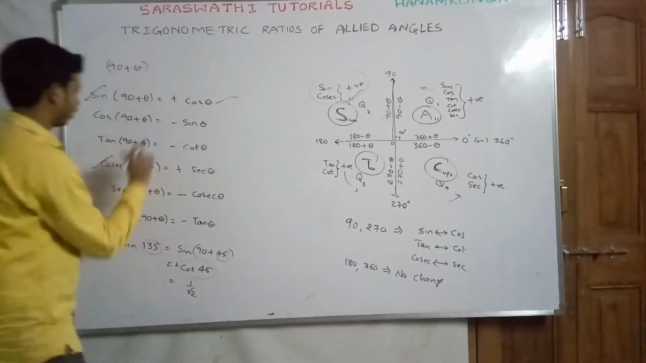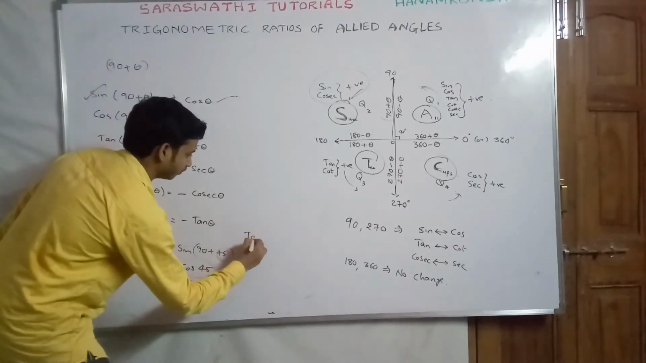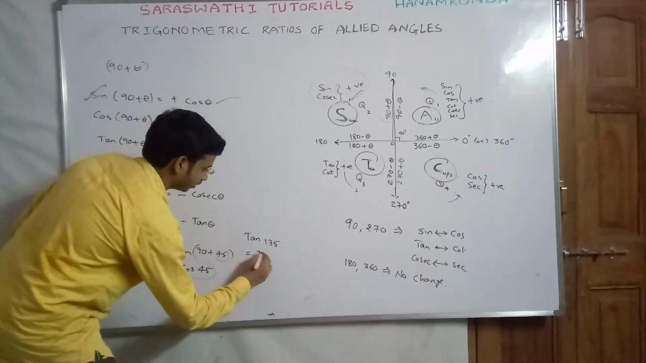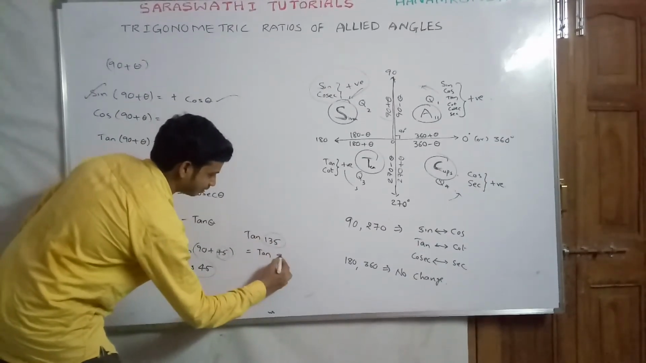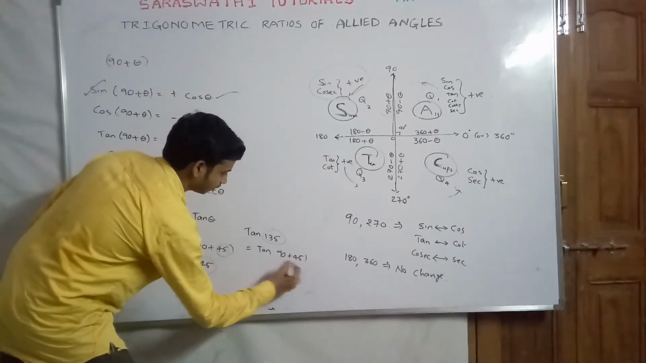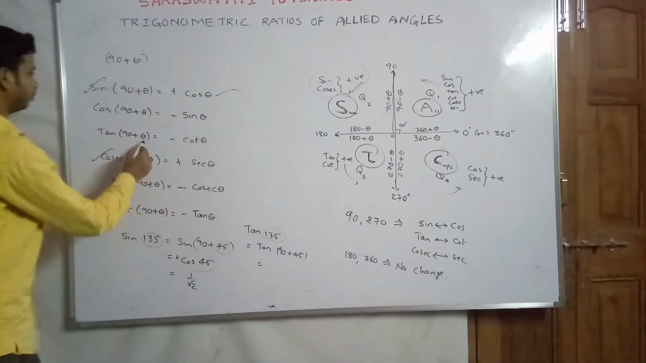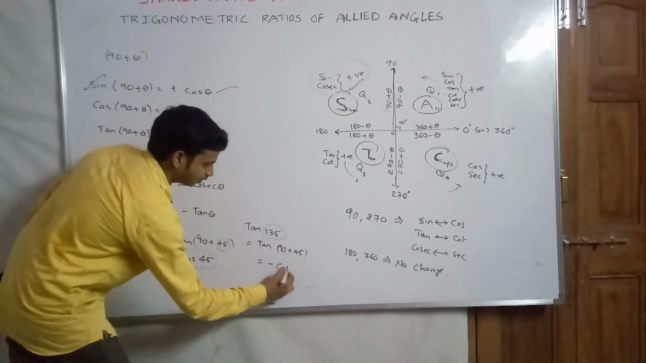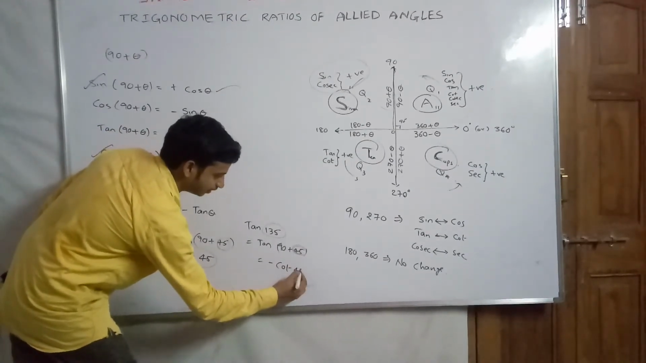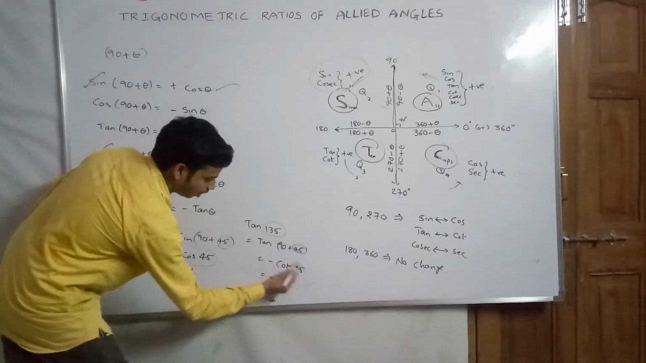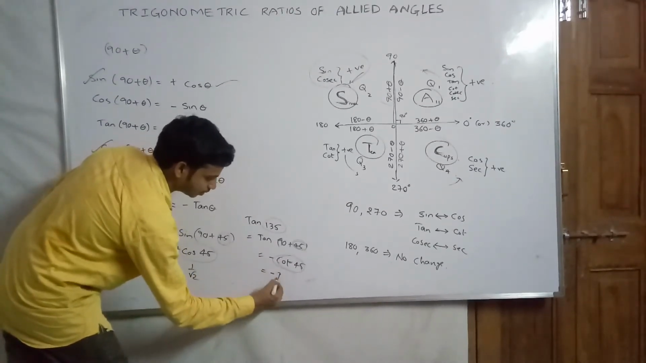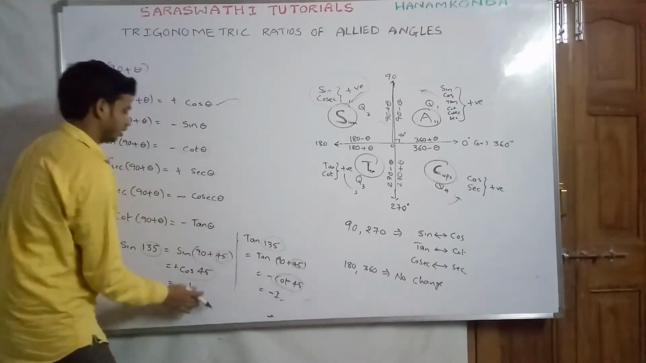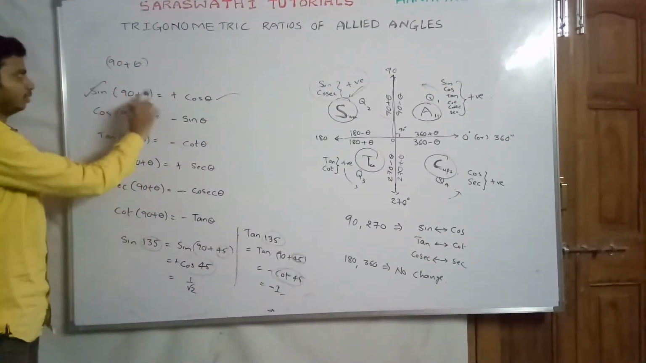Similarly, if you want to find the value of tan 135, tan 135 can be written as tan of 90 plus 45. Here tan of 90 plus theta is minus cot theta, and theta is 45. So minus cot 45, and cot 45 value is 1, that means minus 1. So tan 135 value is minus 1. In this way we can find the values for 90 plus theta.